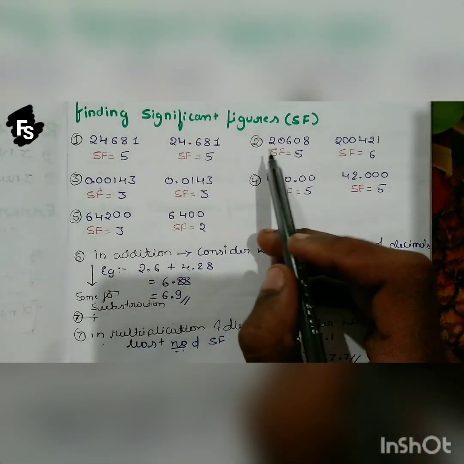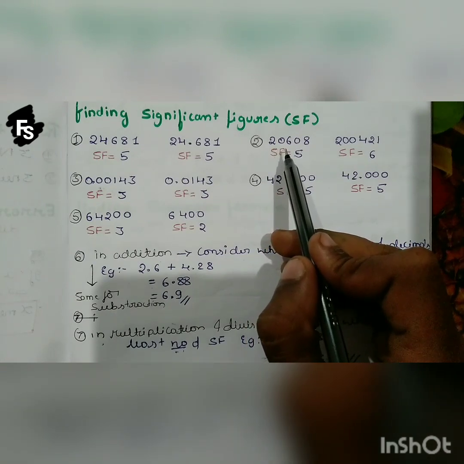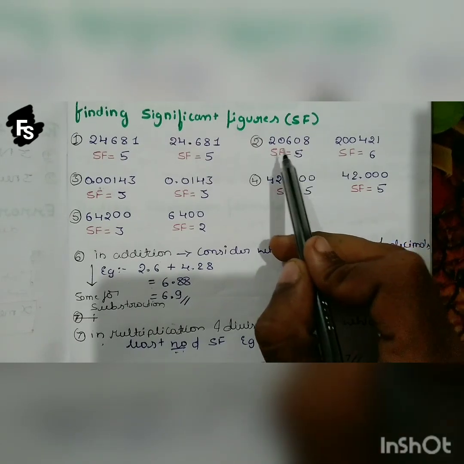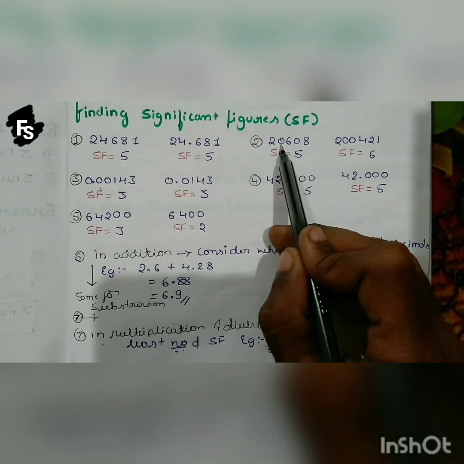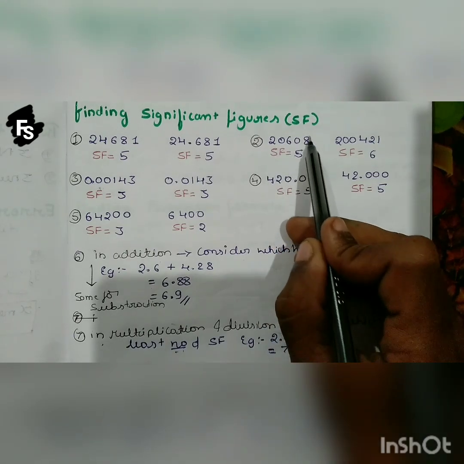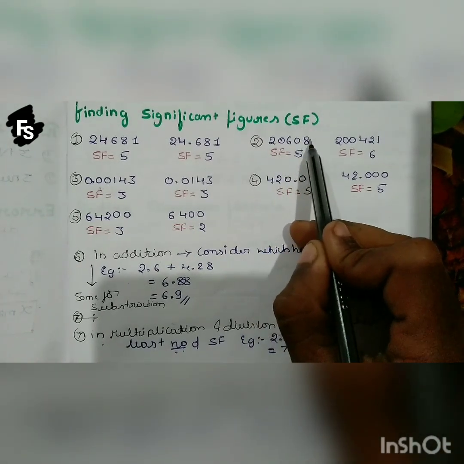Let's come to rule two. Zeros in between non-zero digits are all significant. See 20608. These two zeros in between the non-zeros are also significant. So all are considered significant. Then 1, 2, 3, 4, 5: 5 significant figures.